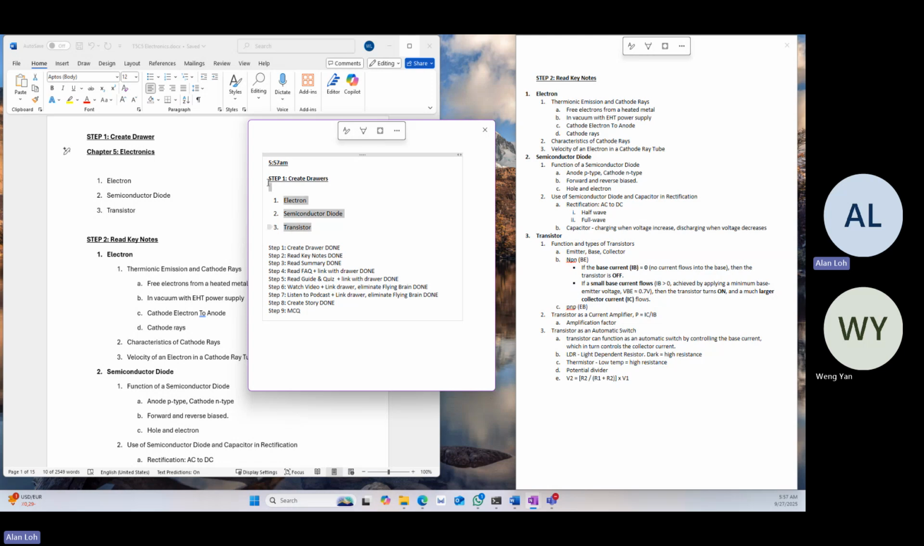And step 1, we have 3 drawers. The number 1 is electron. Number 2 is semiconductor diode. Number 3 is transistor. I created a very small, funny story, and let's see whether this makes sense to you, for us to remember these 3 drawers easily.